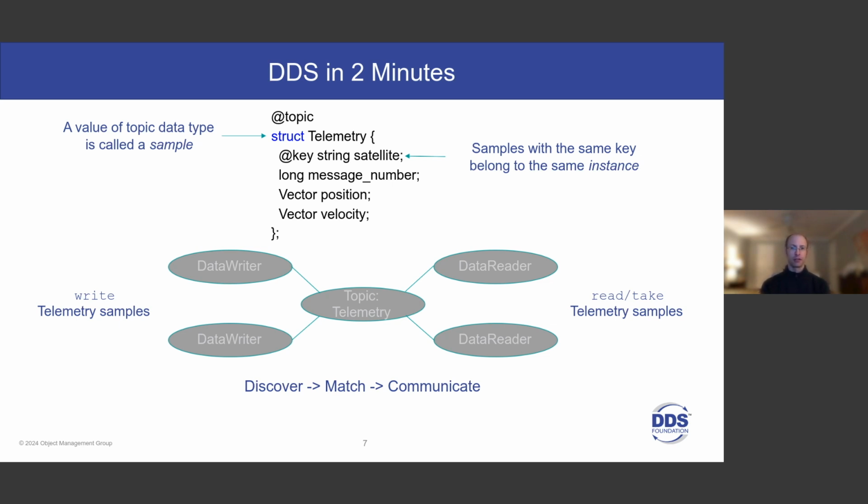The basic process that would happen, as the data writers and data readers come online, is that there's a discovery process where they learn of each other's existence. They then match with each other based on a set of QoS parameters that are consistent, and then they start communicating by sending data back and forth.